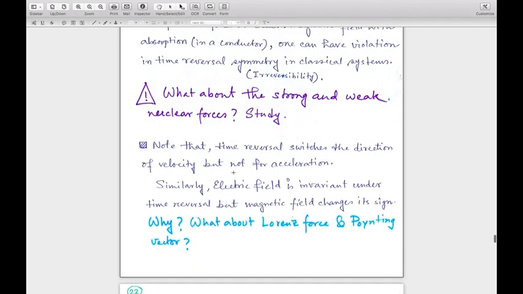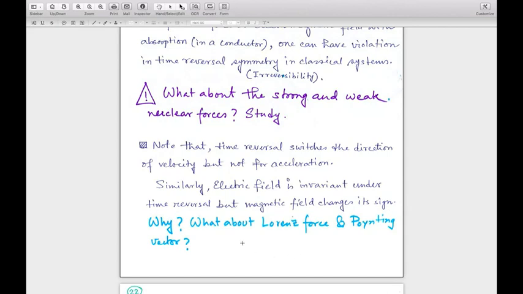Now note that time reversal actually switches the direction of velocity but not of acceleration. So that is something very important and to always remember. Now we also can note that electric field is invariant under time reversal, but magnetic field changes its sign. Can you also feel that?